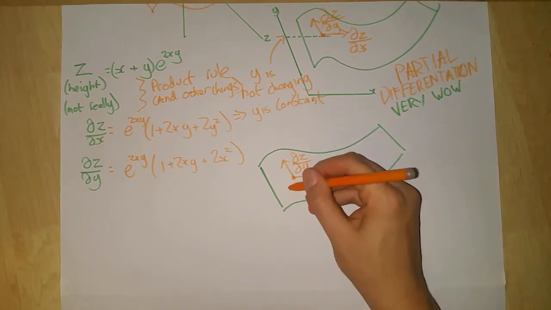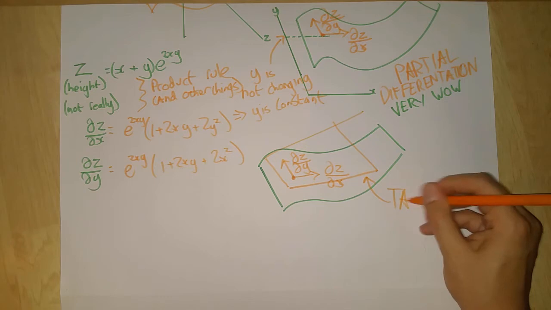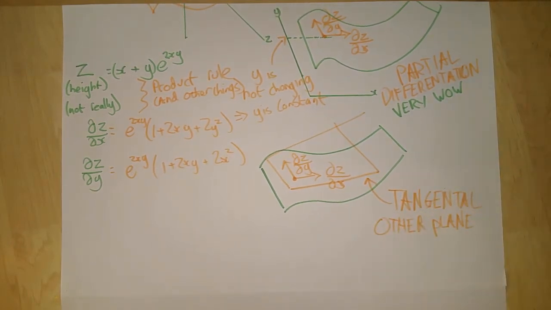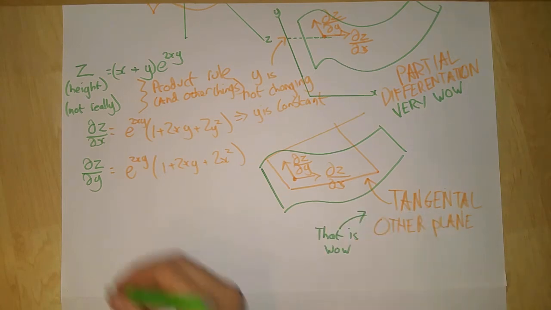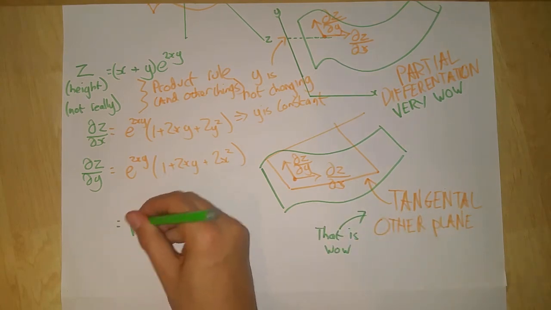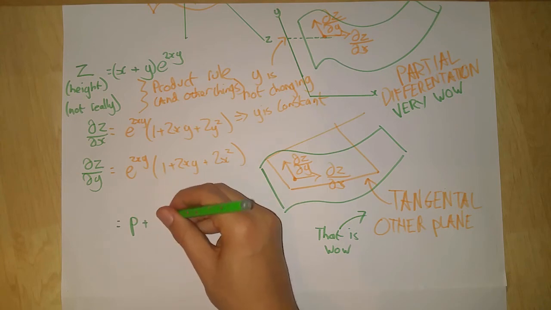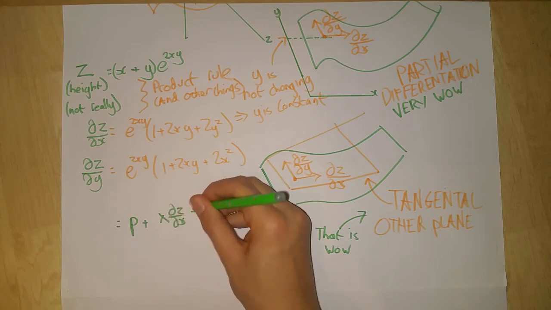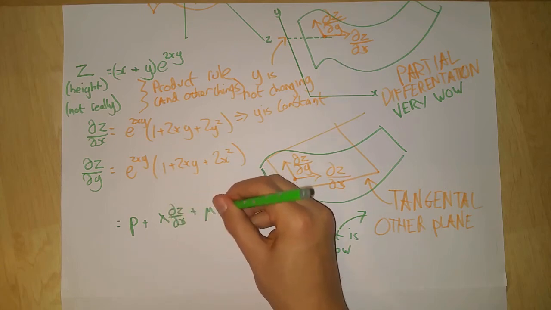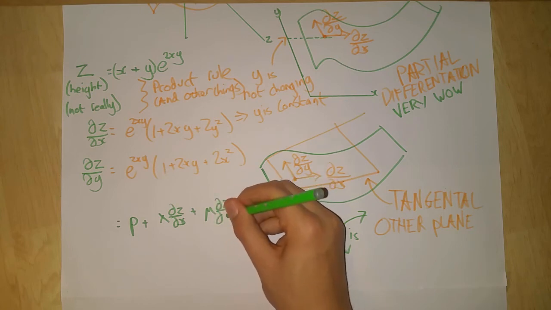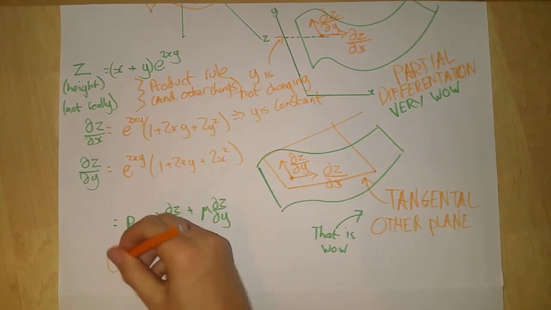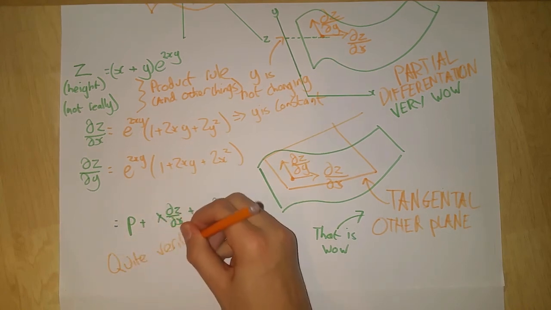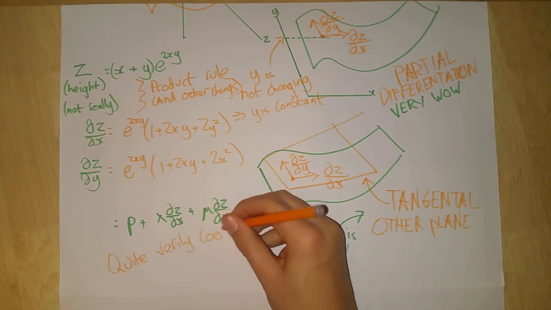But that's not all, because as we saw with the line, you can find a tangent to it. With the plane though, you can find a tangential other plane. Now that is wow. So, if we have the starting point, which is where we're differentiating from, and substitute in the partial differentiation with respect to x, and then with respect to y, we get an equation for a plane which touches our curvy plane at that point and has the exact same gradient in the x and y direction. That is a tangent, and that is quite verily cool.